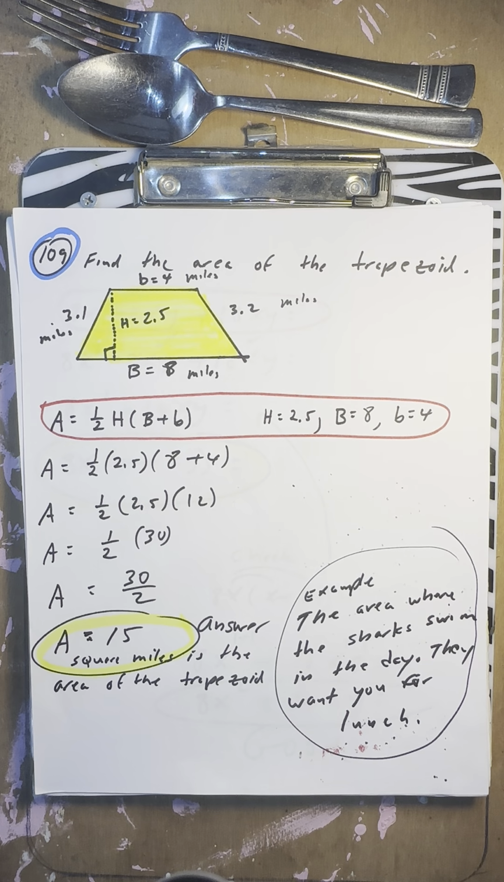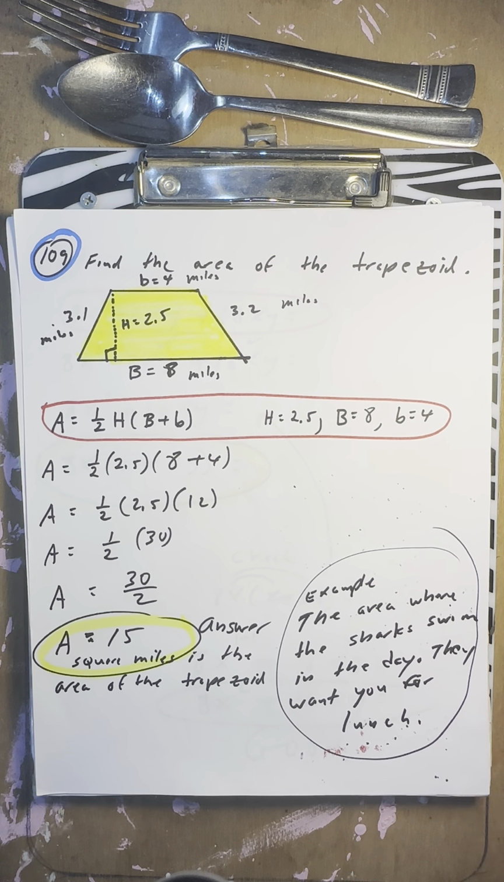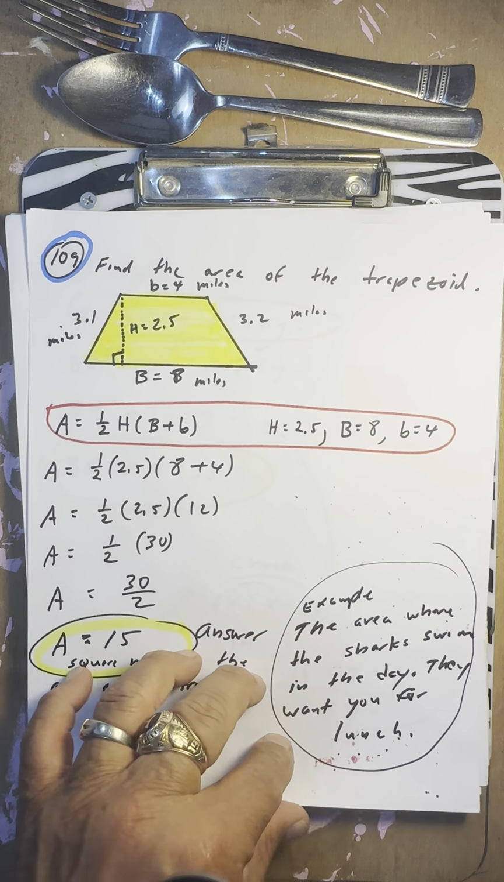What is an example of that? It's the area where the sharks swim in the day. They just want you for lunch. That's all they want.